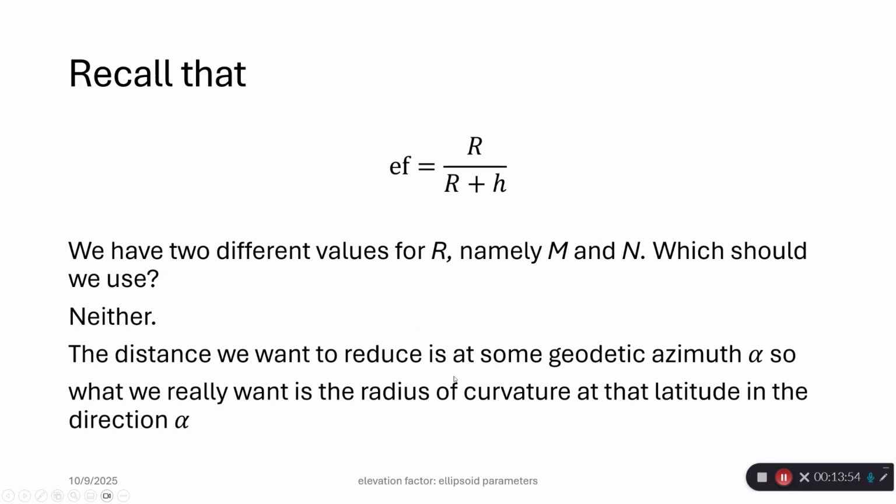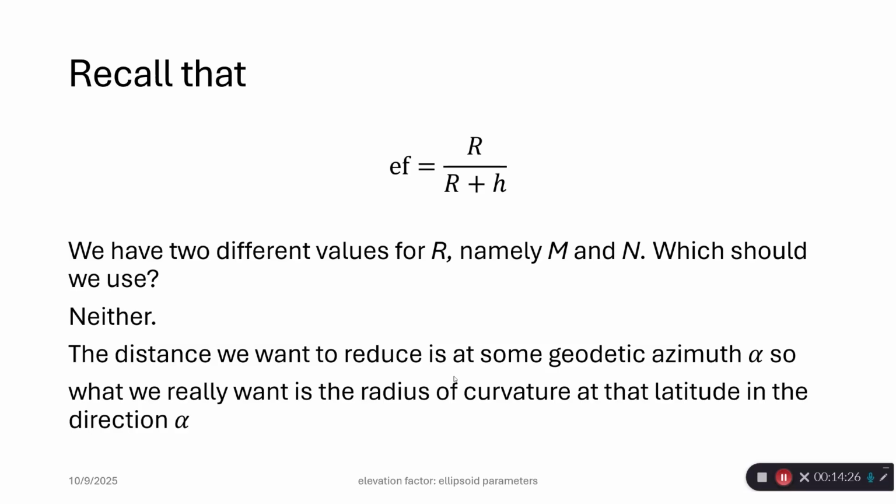Stepping back for a second, what we're trying to do is compute an elevation factor. That's the goal. And we need this value of R. R, as we know, is a value that represents the radius of our reference ellipsoid at the latitude in which we're working. Well, at this point, we see we've got two values for radii of curvature, namely M and N. Well, there's two of them. Which one should we use? The answer is neither, generally.